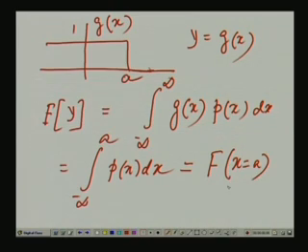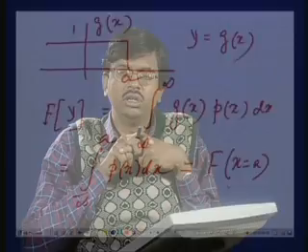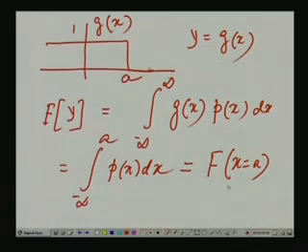So, this is an interesting thing. It shows that any probability distribution function also can be shown as an expected value. This is a probability distribution function, but it can always be shown as an expected value by constructing a function like this. Okay.